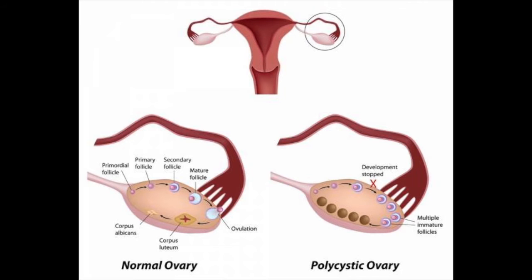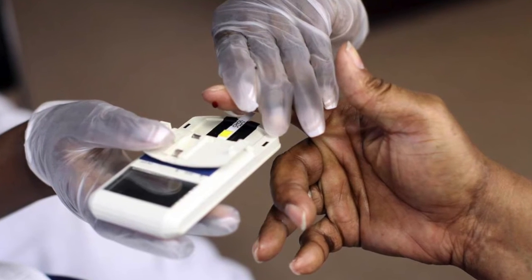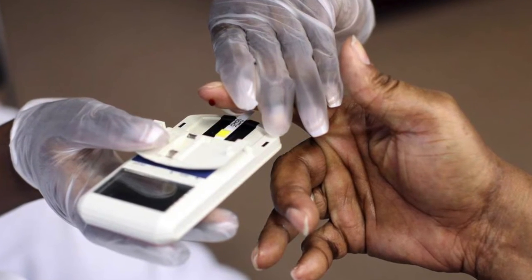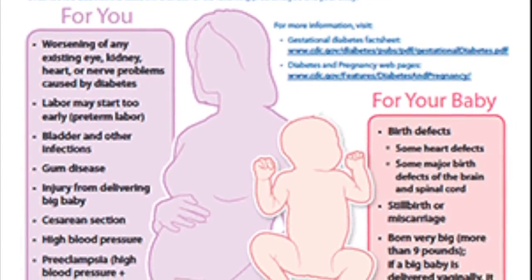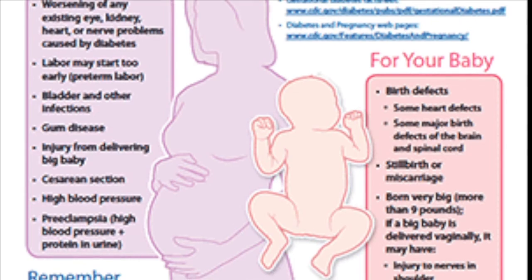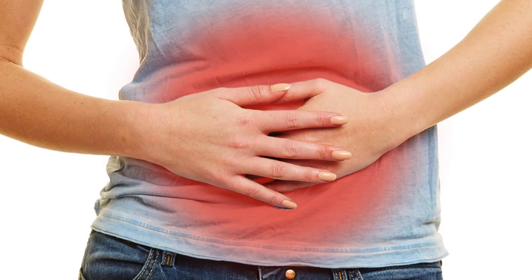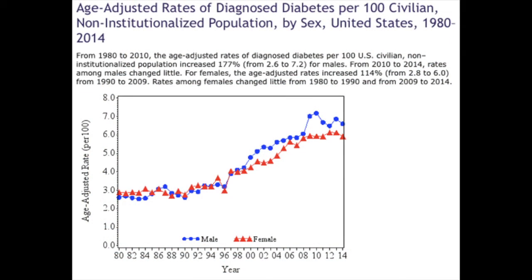According to the National Institutes of Health, close to 1/3 of women with diabetes don't know they have the disease. It is recommended that screening for adults of both genders be done in those over the age of 45. Also, diabetes can cause difficulties during pregnancy, such as miscarriage or a baby born with birth defects. Women with diabetes are also more likely to have heart attacks, kidney disease, stroke, eye disease, or dental disease. From 2010 to 2014 for females, the age-adjusted rates increased 114% from 2.8 to 6.0.